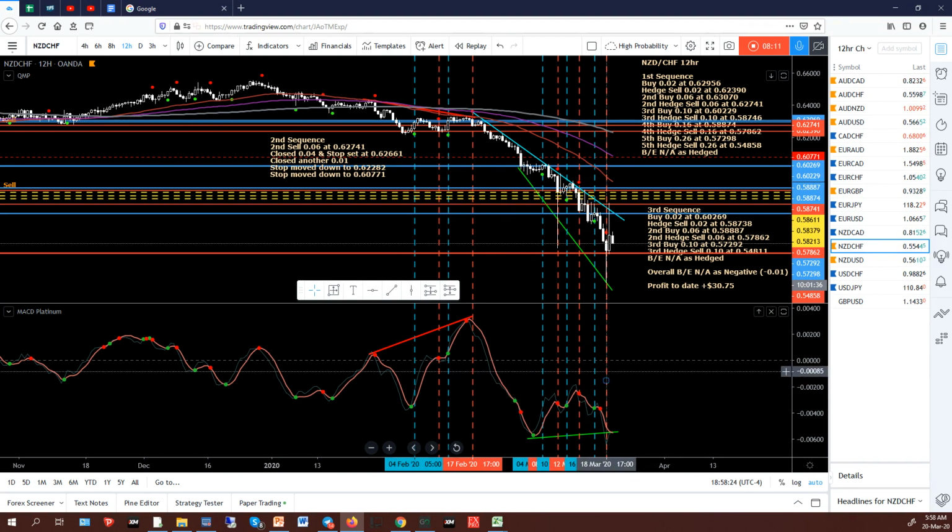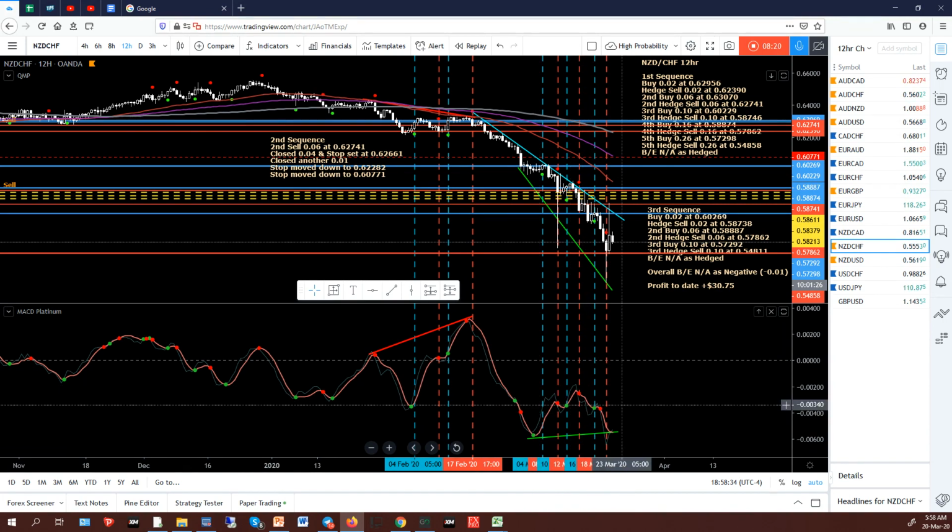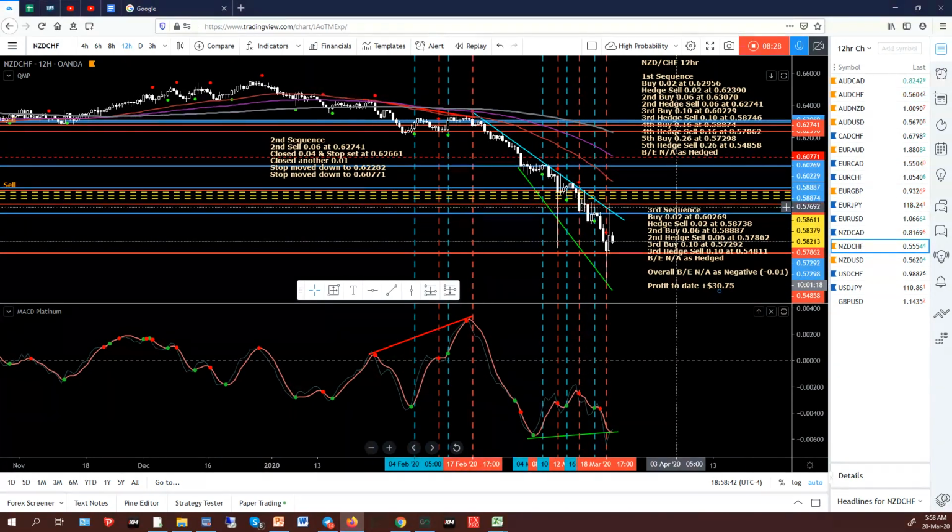Then I've got a third sequence. It's all these trades under here. So buy, sell, buy, sell, buy, sell. So there's one sequence, which is all of the trades. There's a second sequence, which is just this one trade. And there's this third sequence, which is all of these trades in here.